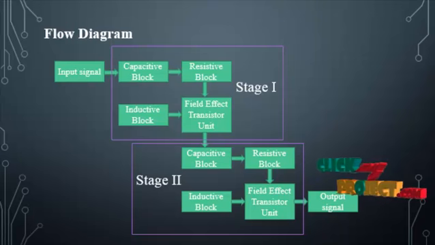The first stage output is directly applied to the second stage input, as well as the capacitive block. The second stage also contains the same four modules: capacitive block, resistive block, inductive block, and then the stacked FET, field effect transistor unit. The second stage running flow is the same as the first stage. This second stage stacked field effect transistor unit will produce the final output.